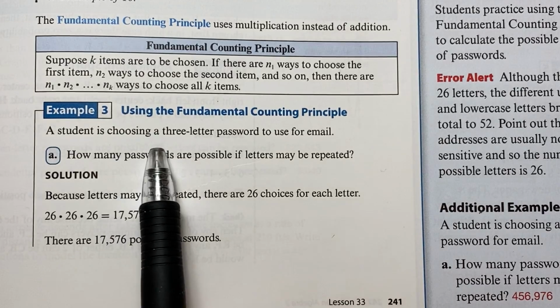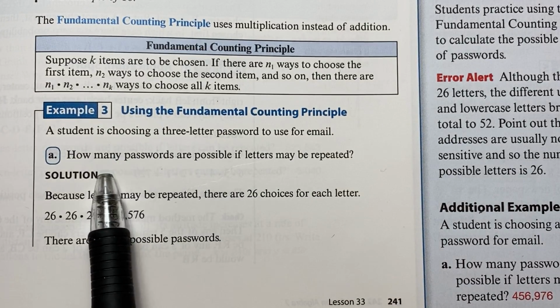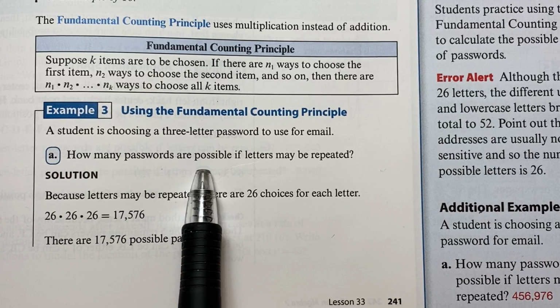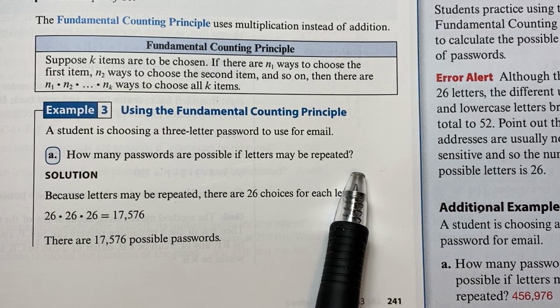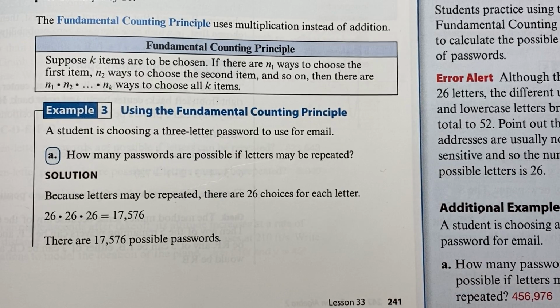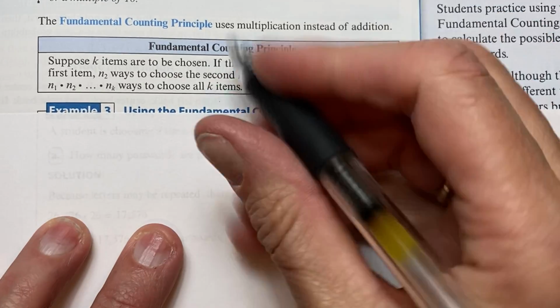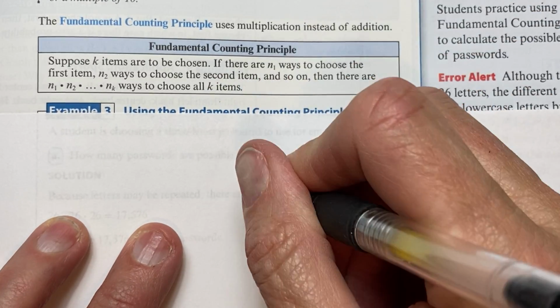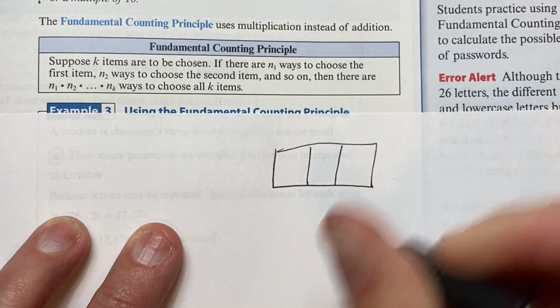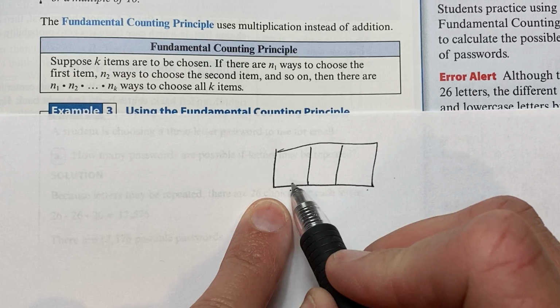A student is choosing a 3-letter password to use for an email. How many passwords are possible if letters may be repeated? Well, consider that we have 3 spaces representing our password. We have the first position, the second position, the third position. I could put all 26 letters.